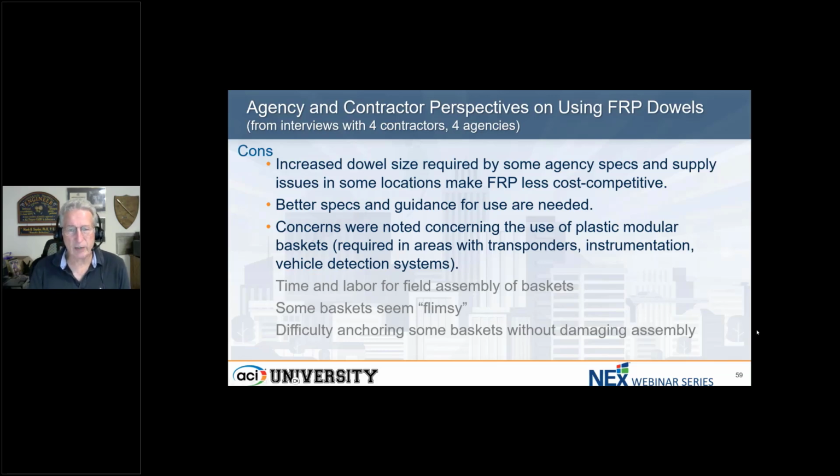Then there was some difficulty anchoring some baskets without damaging the basket assembly. You whack on plastic real hard, putting a nail through the foot of it, and you might break the foot off.